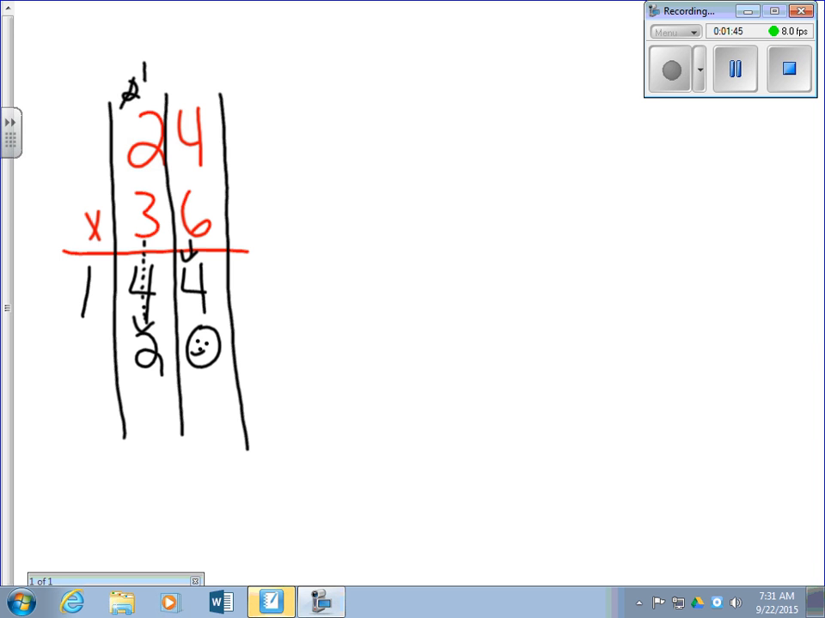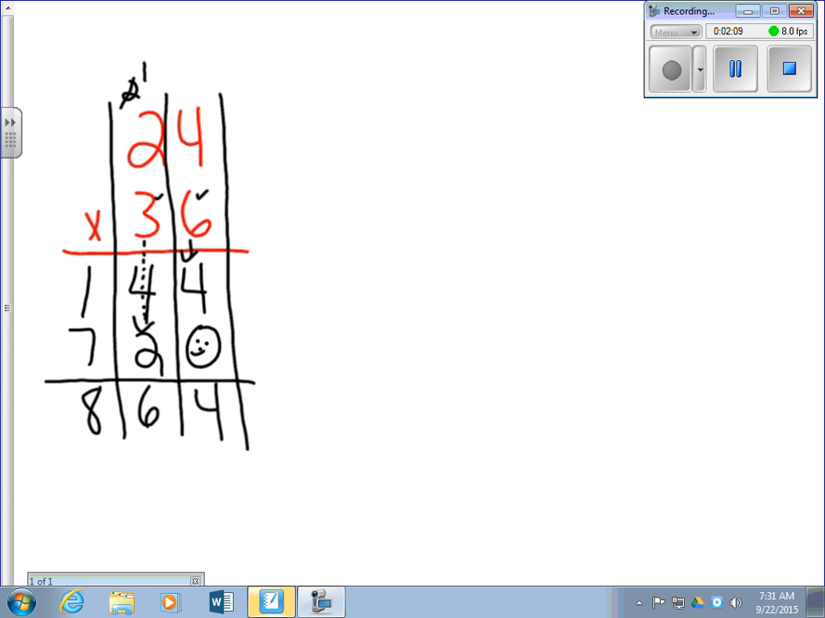Put down my 2, carry my 1. My 3 times my 2 is 6, plus 1 is 7. Okay. So I've multiplied by the 6's here, 6 ones, and the 3 tens, the 36. Now I just draw a line. I have 4, 6, 8. So 24 times 36 is 864.